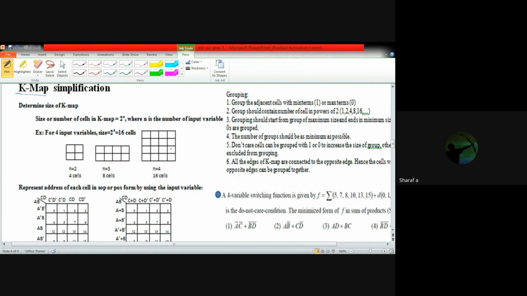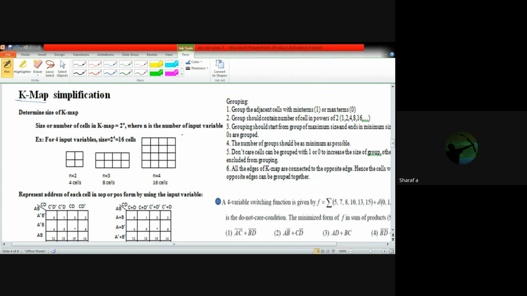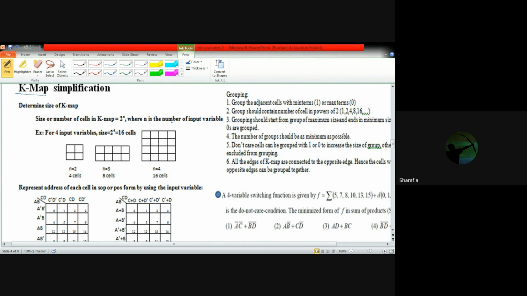The only thing that we have to consider here is how to simplify using the K-map, what you have to study, and what the important things related to the K-map are. So that we will be discussing here, and we will do some problems. So here you can see the K-map simplification. The first thing you have to understand is that this is the pictorial representation of a truth table, and it is used to simplify Boolean expressions.